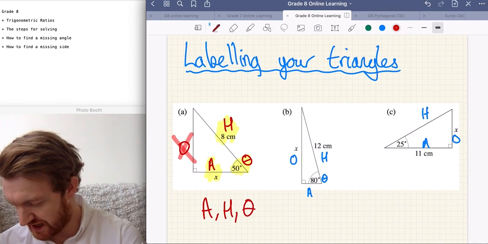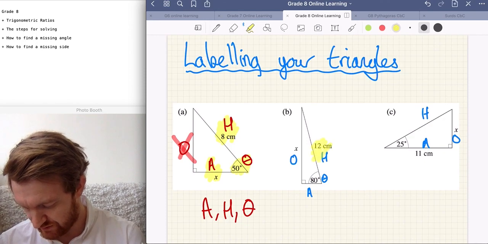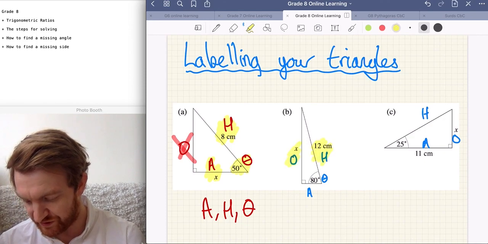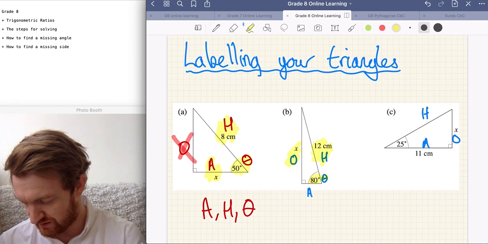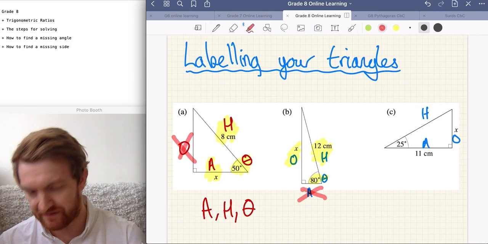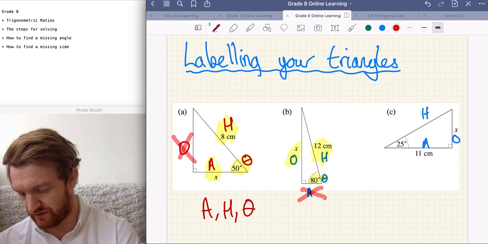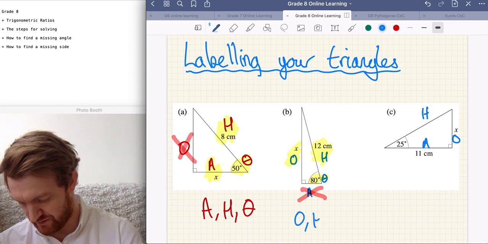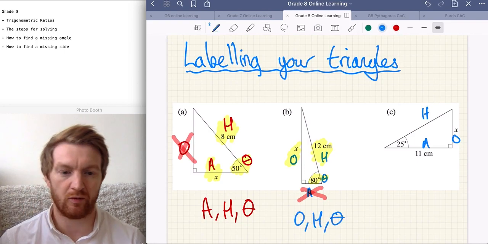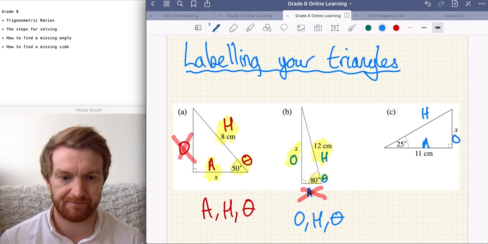The next question, again, let's highlight. We can see we know the hypotenuse, we know or want to find the opposite. We've got an angle, but we have nothing about the adjacent. So we can say we've got the O, the H, and the theta. We want to find one, we're given two of them.